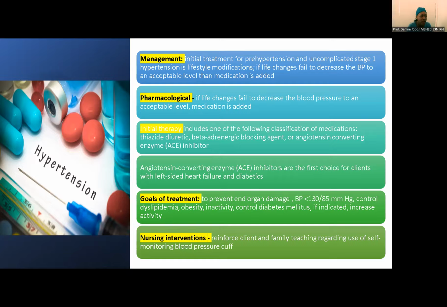So if we do have to do pharmacological, initial therapy right here is usually a thiazide diuretic, which we'll talk about in a moment. We'll talk about the electrolytes impacted by these diuretics with a combination of a beta blocker. We'll talk about the beta blockers, the ACE inhibitors. We're going to break down these medications in one moment. So if the client has a history of heart failure, left-sided heart failure right here, and they're a diabetic, the ACE inhibitors are the first choice. So pay attention to your client's history and what's going on with the client.